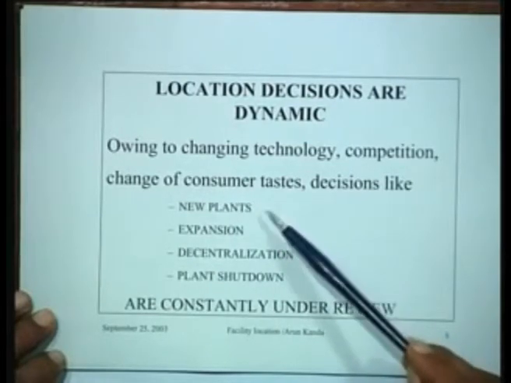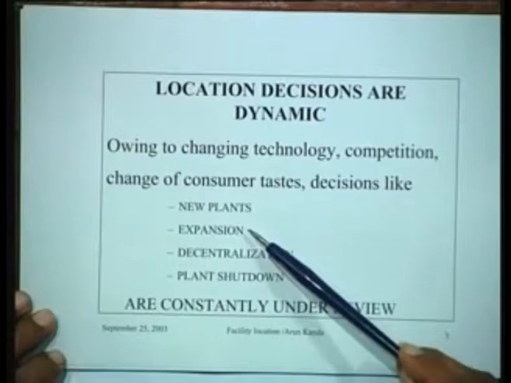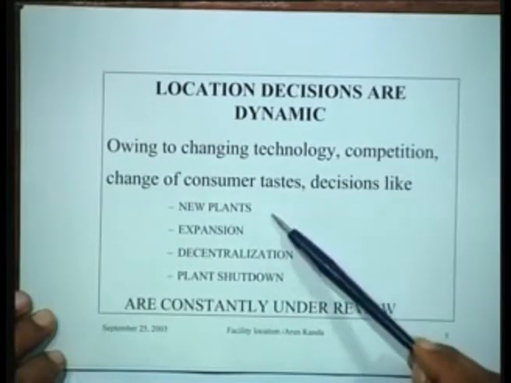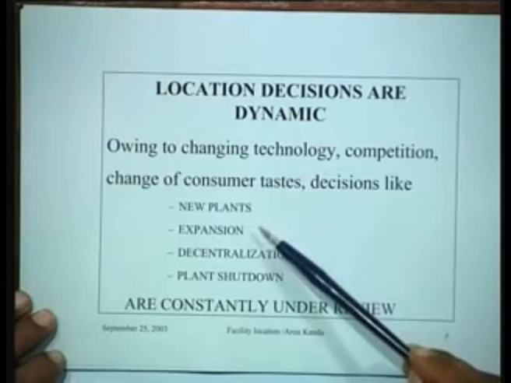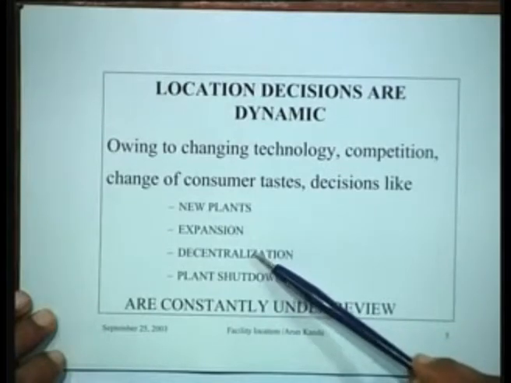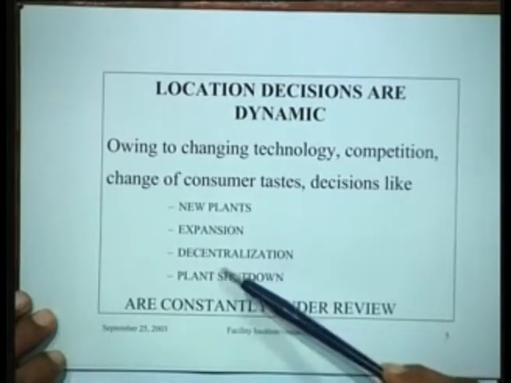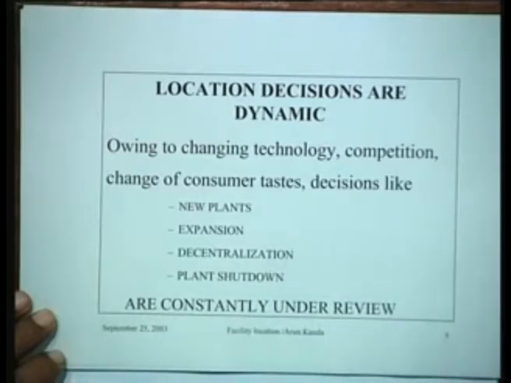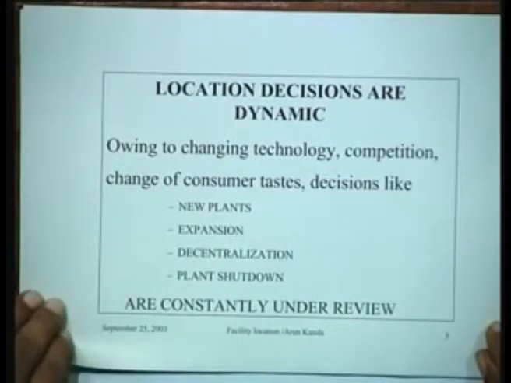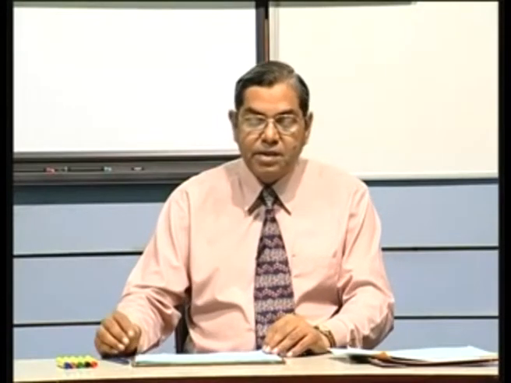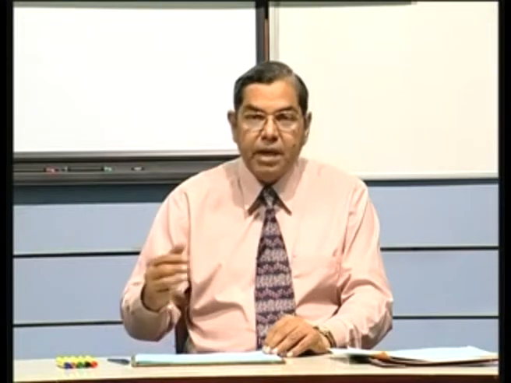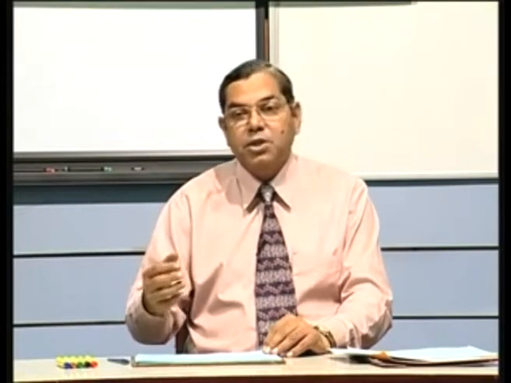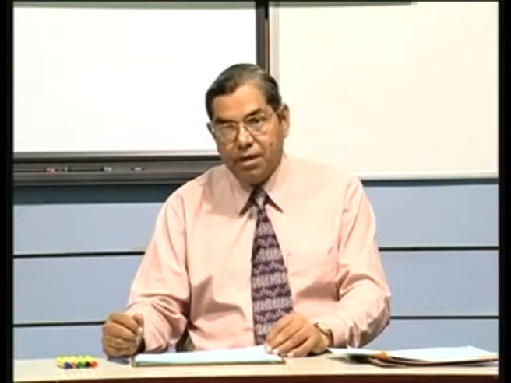The demand is increasing, you have one plant, you might want to expand. So the question is, which plant do you expand out of the existing plants and so on? Which ones do you decentralize? And if demand falls and for various reasons you are shutting down a product, then which plant to shut down? So all these decisions are constantly under review. In fact, we will consider an example where we will see how the dynamic nature of plant location manifests itself in real life decision making.